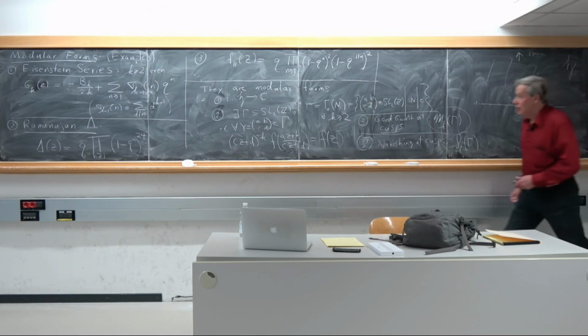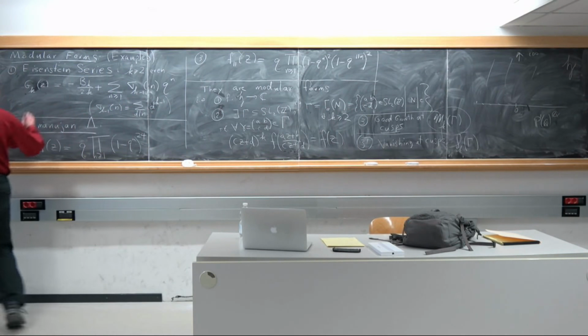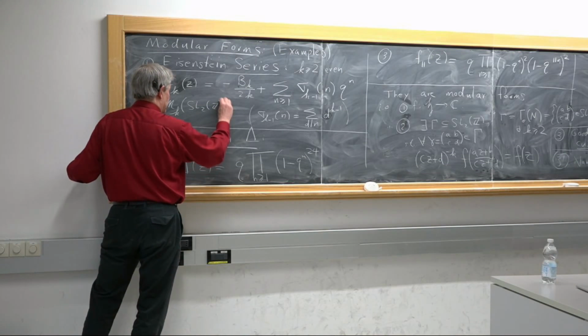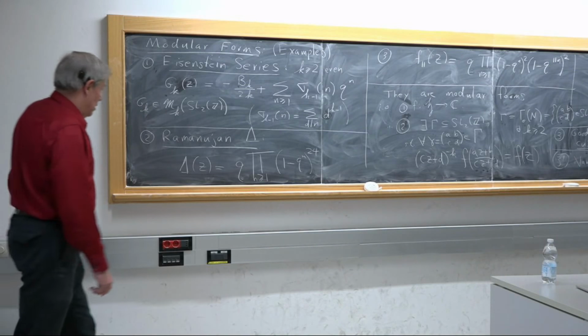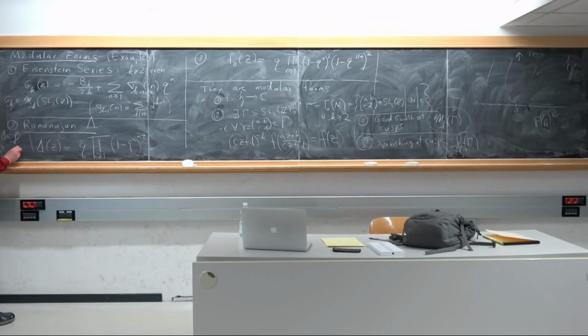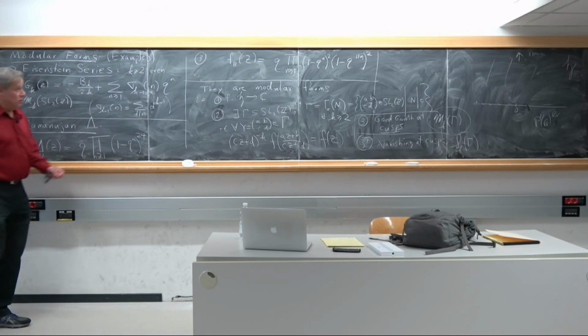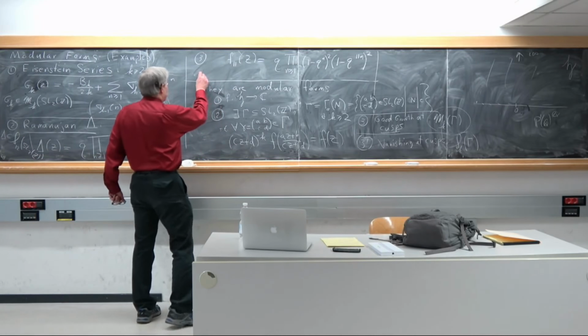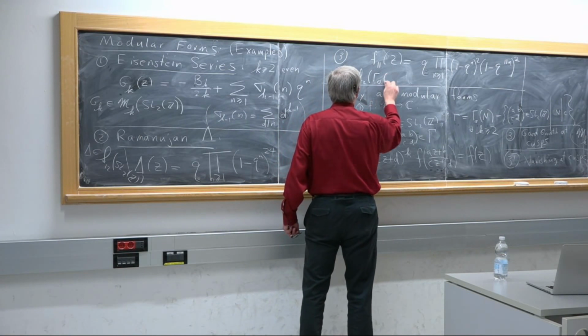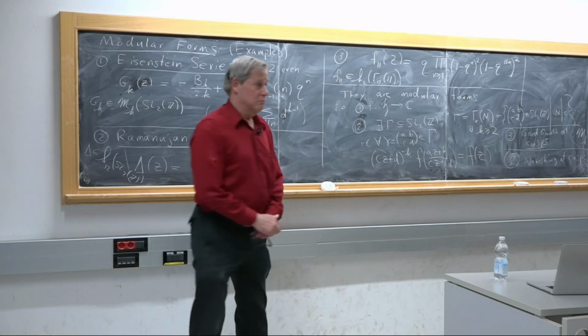Okay, so in this particular case, the G_k of z is a modular form of weight k for SL2(Z). That's true for every k. Delta is a cusp form of weight 12 for SL2(Z). So delta is a famous form. It's invariant under the action of SL2(Z) with the weight 12 action. And the F11 is a cusp form of weight 2 for the group Gamma_0(11).